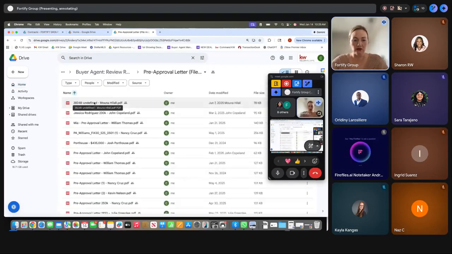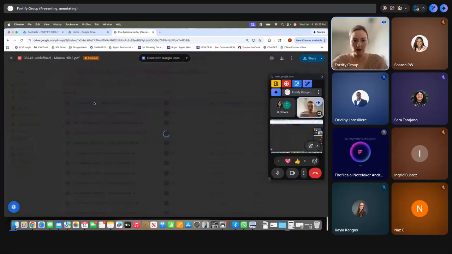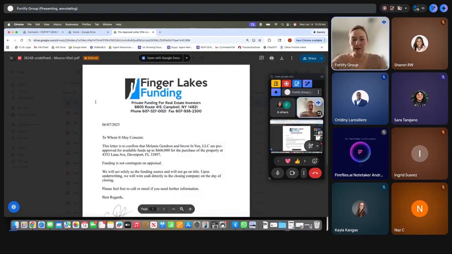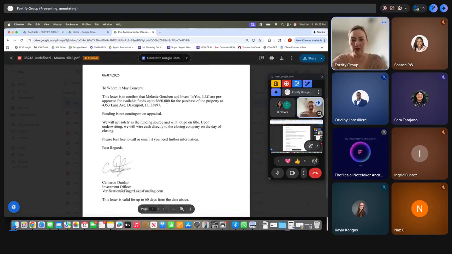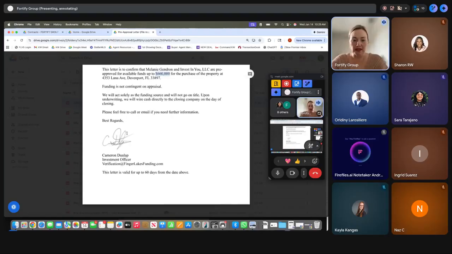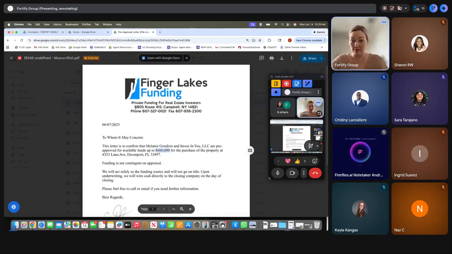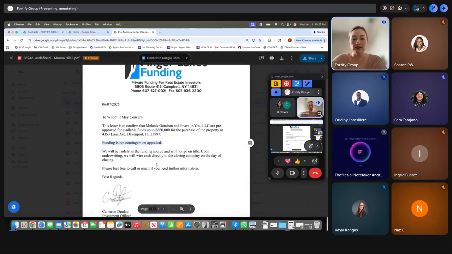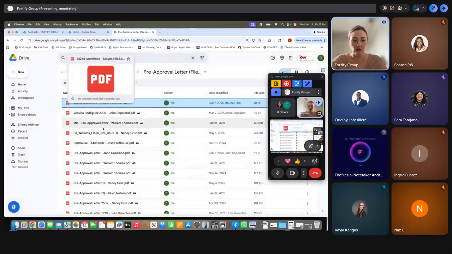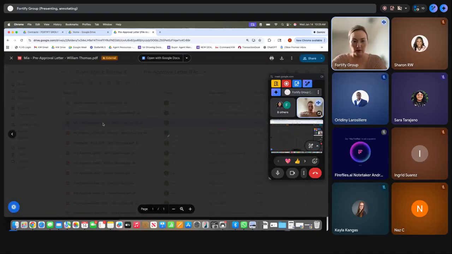Every lender's pre-approval letter looks a little different, but it's going to have the basic information. It's going to have the total purchase price that they can go up to. This one is from a private lender, so it looks different. It's just a letter. They indicate funding's not contingent on appraisal, so you do want to pay attention to your specifics. We're going to find one more of a traditional pre-approval. Let's take a look at this one.